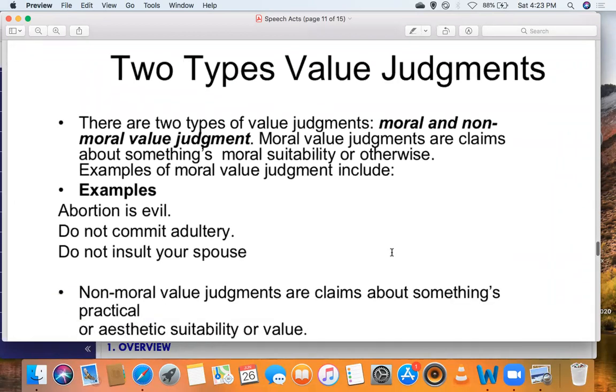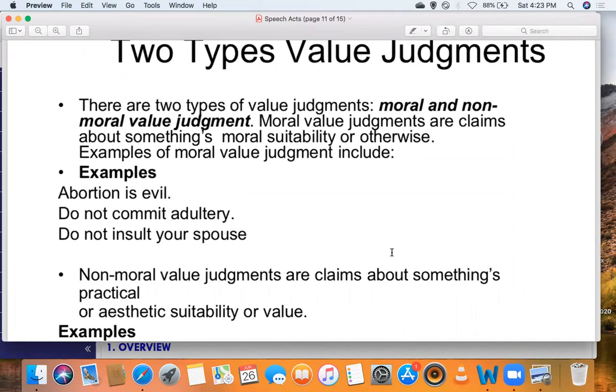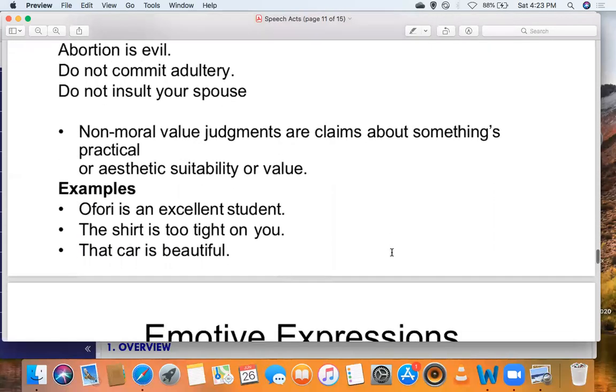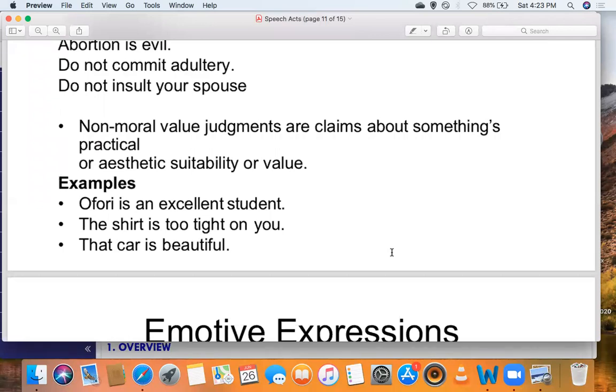Example or examples. Abortion is evil. This statement condemns the value of abortion. The second example, do not commit adultery. The third one, do not insult your spouse. So these are value judgments. Then we have the non-moral value judgments. They are claims about something's practical or aesthetic suitability or value. Now, so we have values that are not moral values, but they are values that we also cherish a lot.